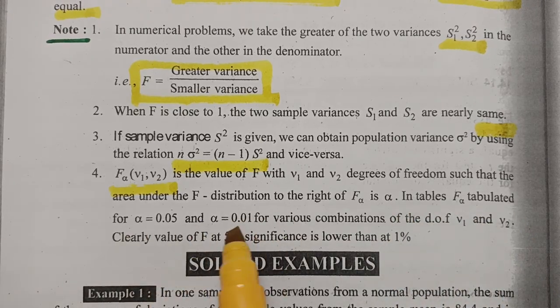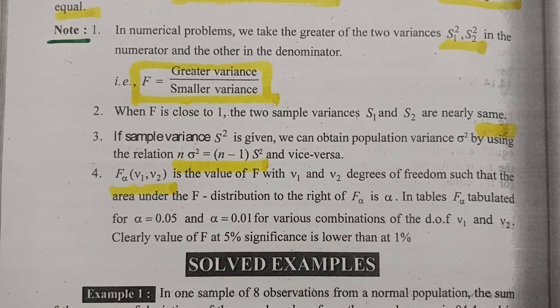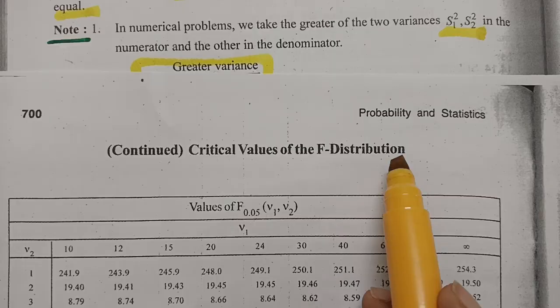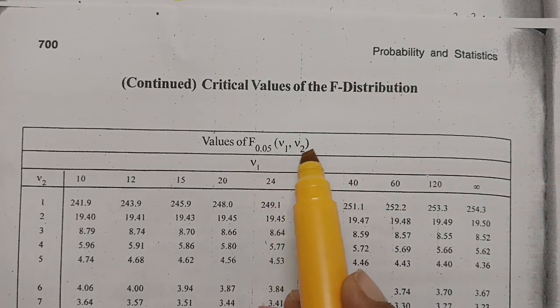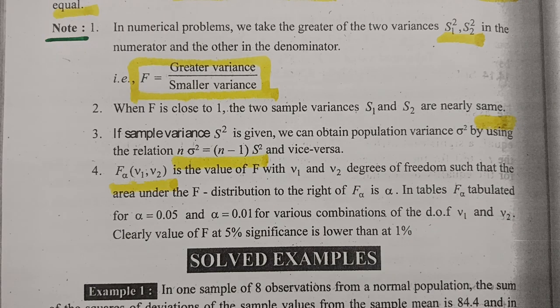So we have the tables here. Alpha is equal to 0.05, the 5% level, and the 1% level. So I have shown you this formula. This is the critical value of the F distribution, F 0.05, v1 and v2. So using this table, we have to compare the calculated value with the tabular value, and we have to give a conclusion. So here is a solved example.